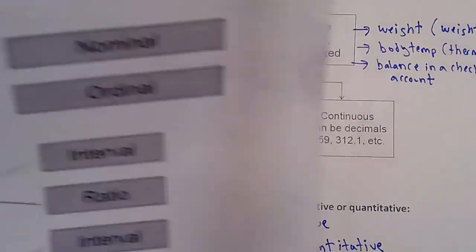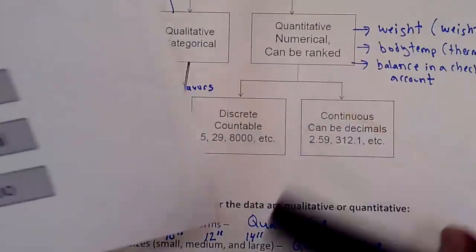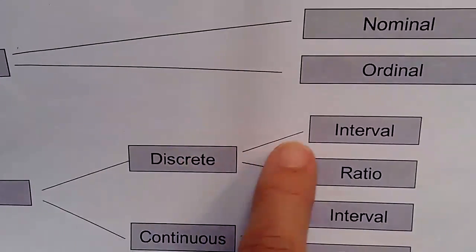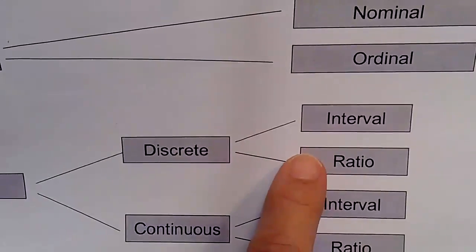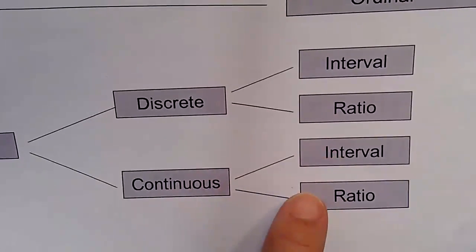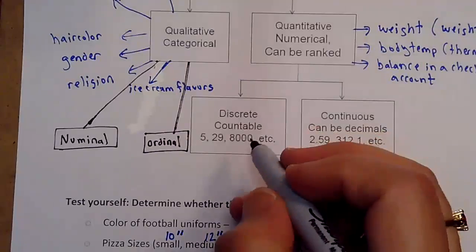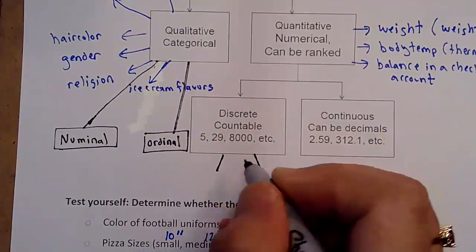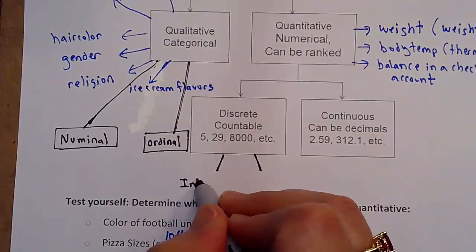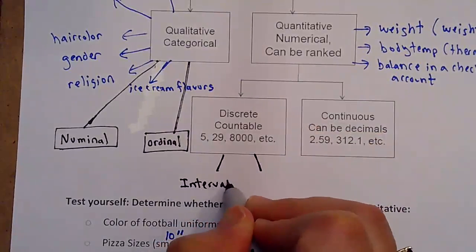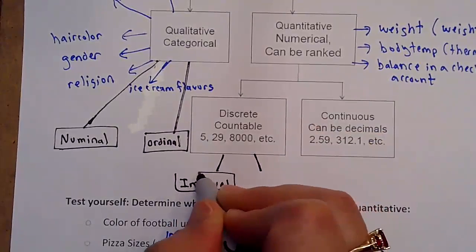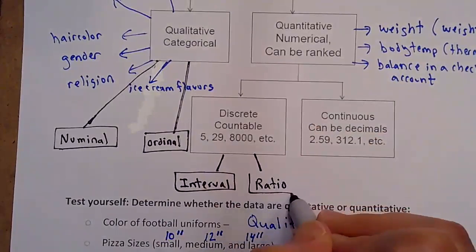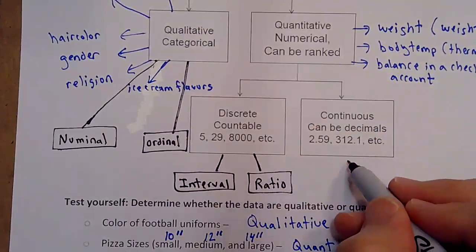Okay, now I have quantitative, discrete, and continuous. So then for discrete, I have interval and ratio, and then for continuous, I have interval and ratio. So I'm going to do that here for discrete, and then I'll do the same thing over here.